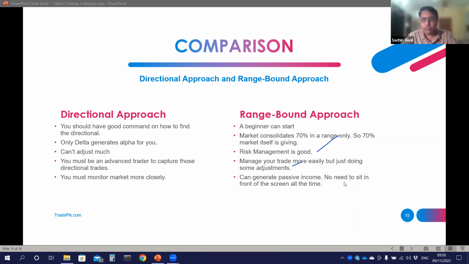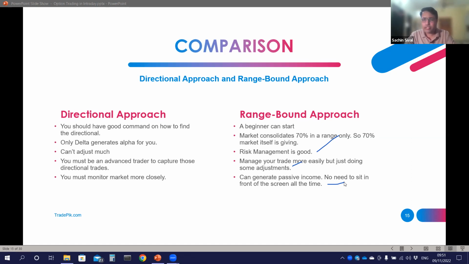And you can generate passive income. No need to sit in front of the screen all the time. If you are an office-going person with a 9 to 5 job, every day after you reach home and after market hours, you just open your terminal and check all the strategies, and what adjustments need to be done tomorrow.